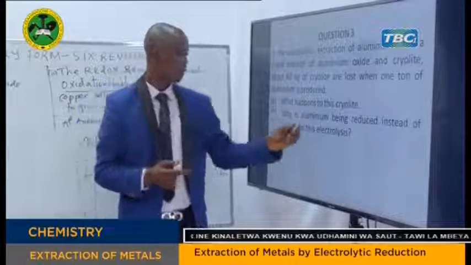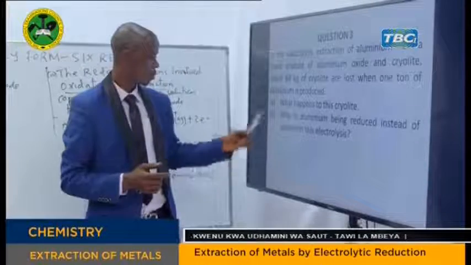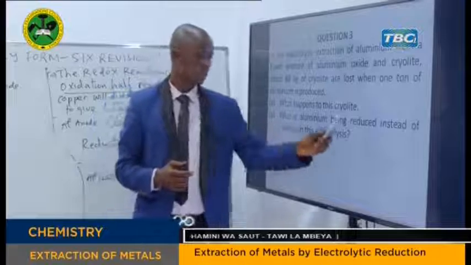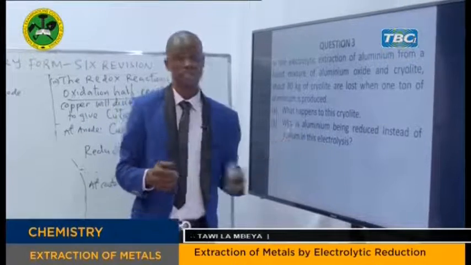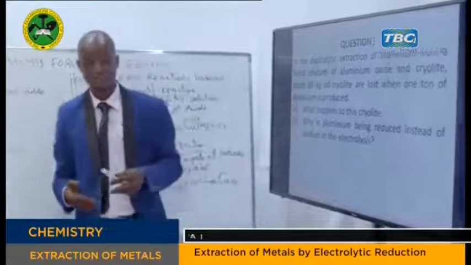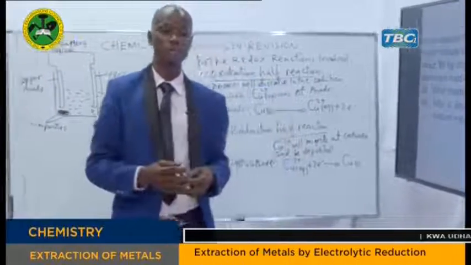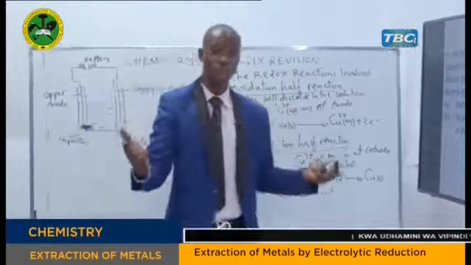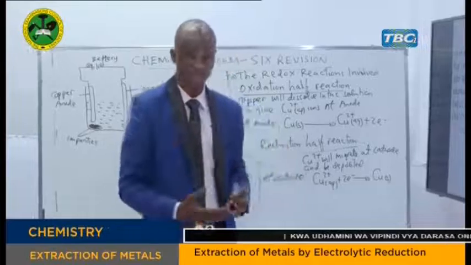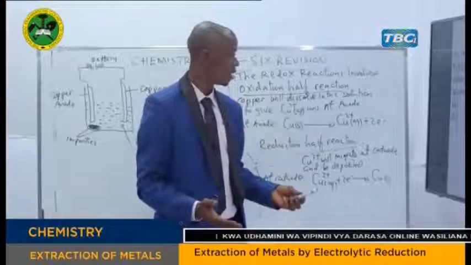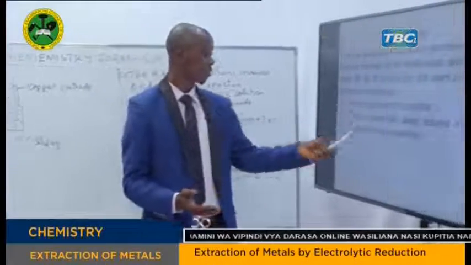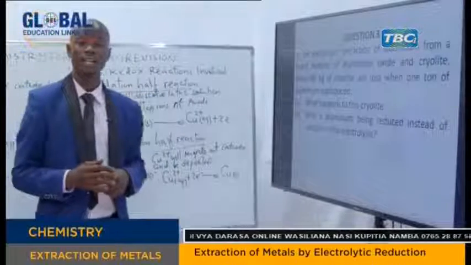Now, A, what happens to this chloride? B, why is aluminium being reduced instead of sodium in this electrolyte? This question is also very simple, my dear student, to answer, because I have explained the function of the chloride. Why are they lost? What happened to the chloride?